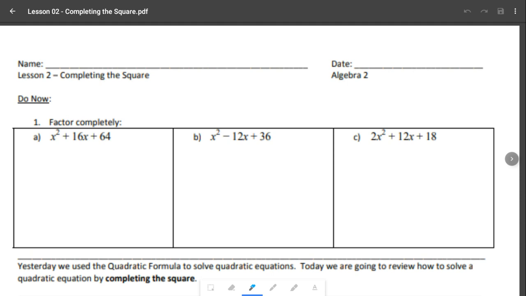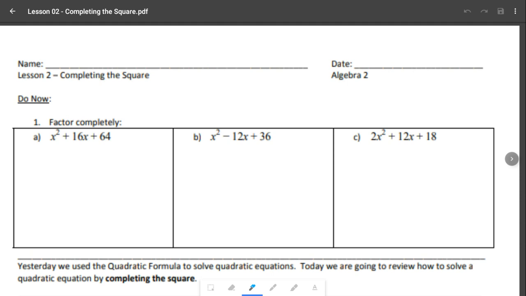So today in class, we practiced solving quadratic equations that were not factorable. We used the quadratic formula, which we saw was a review from Algebra 1. Right now you're going to watch a video on another method for solving quadratic equations. But before we get started, there is a do now right here. So why don't you give them all a shot?